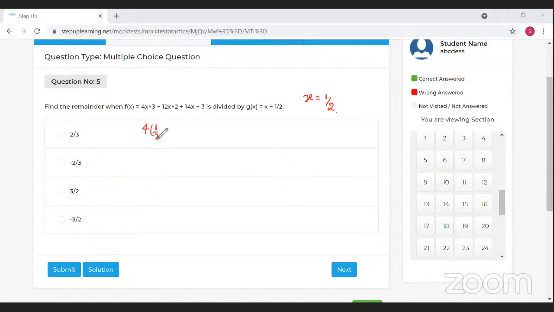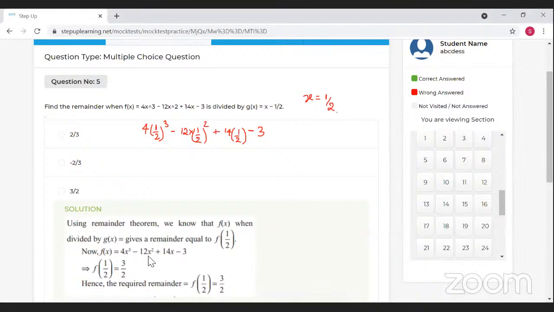4 into 1 by 2 whole cube, minus 12 into 1 by 2 whole square, plus 14 into 1 by 2, minus 3. You got 3 by 2. What's the answer? 3 by 2 only. Or you got minus 3 by 2. 3 by 2 is the answer. Same thing, right?